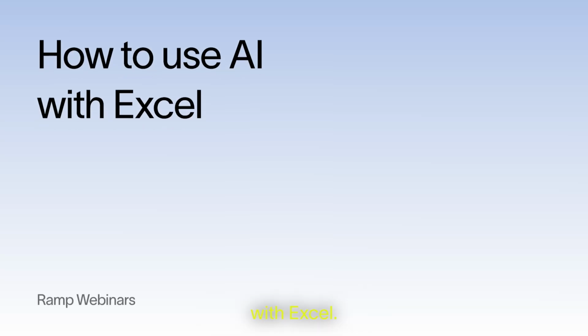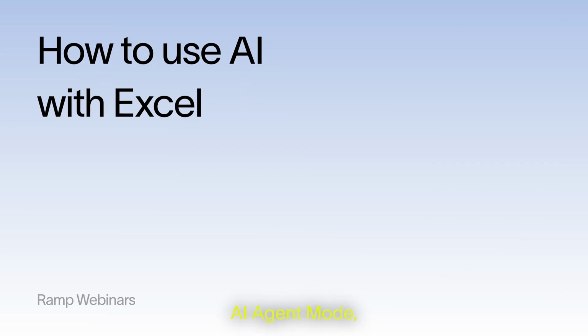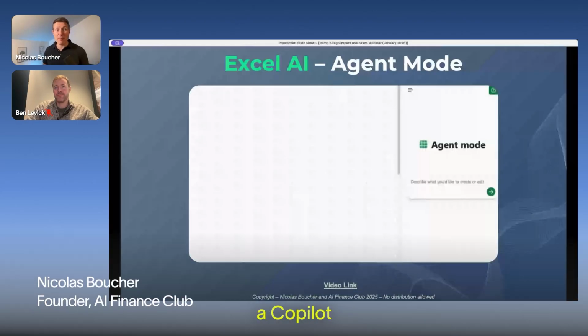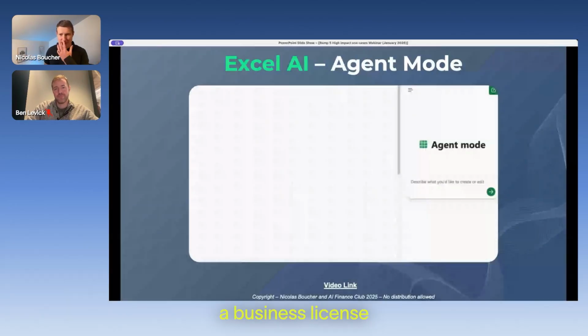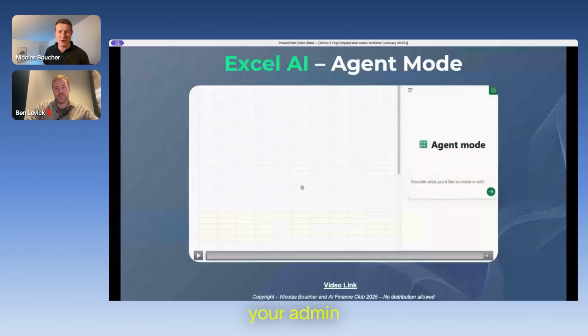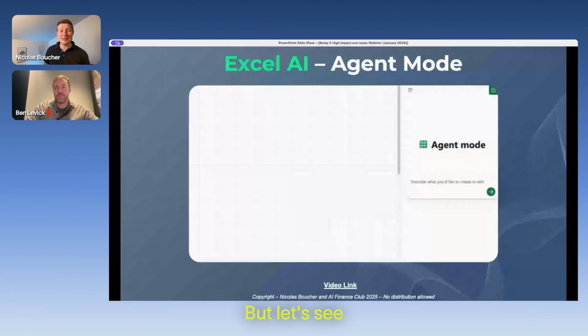Let's see how you can also use AI with Excel. For this, there is a new tool. It's called Excel AI Agent Mode. Available if you have a Copilot business license. I think Microsoft will start to spread that everywhere, but for now you need to have a business license and make sure your admin allows you to use that. But let's see what Excel AI Agent Mode can do for us.